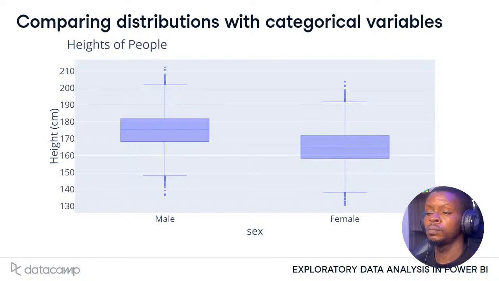Typically, you will see the categorical variable on the x-axis and the continuous on the y-axis. Here we see the distribution for heights between males and females. The box plot for males indicates, generally, larger values for heights compared to females.